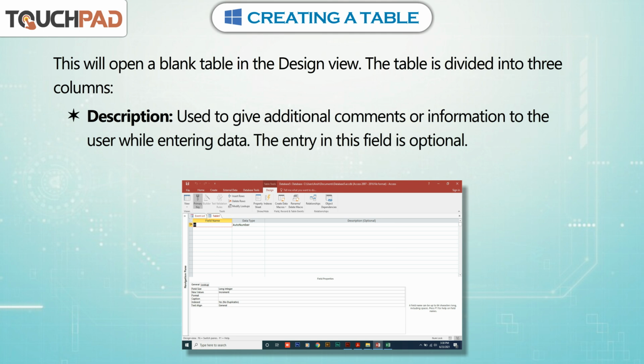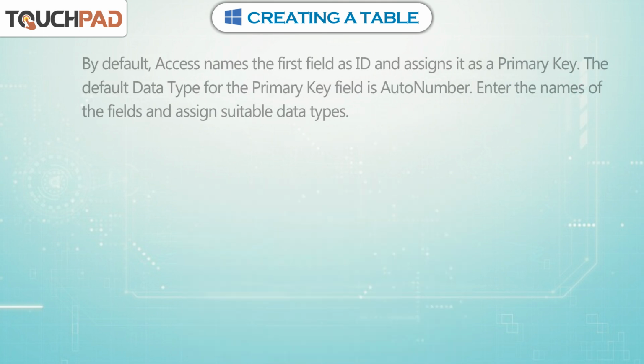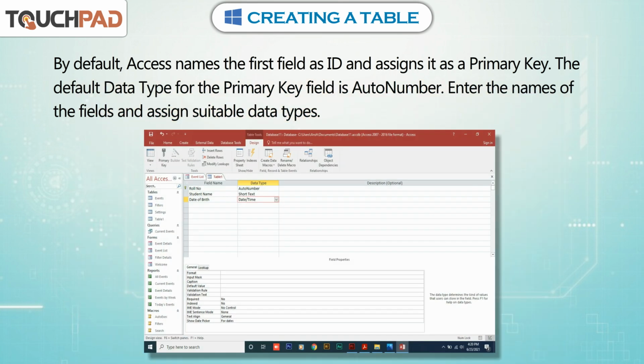Description: used to give additional comments or information to the user while entering data. The entry in this field is optional. By default, Access names the first field as ID and assigns it as a primary key. The default data type for the primary key field is auto number.